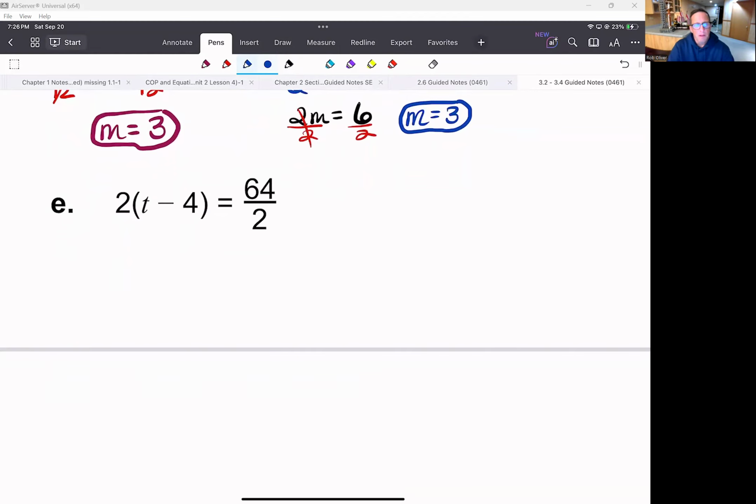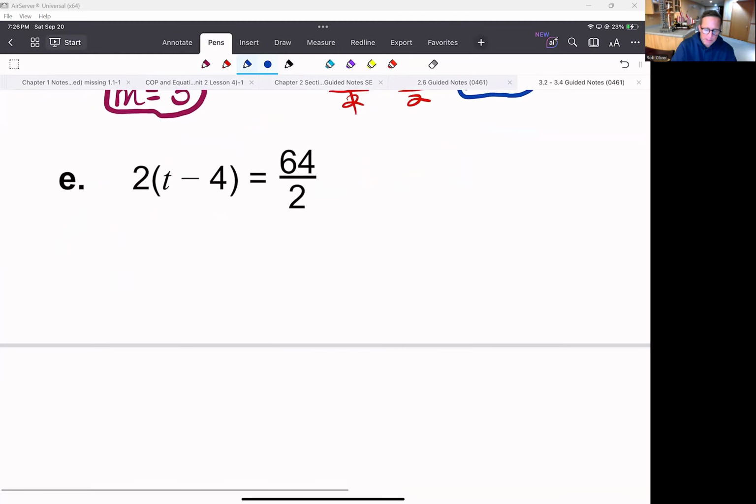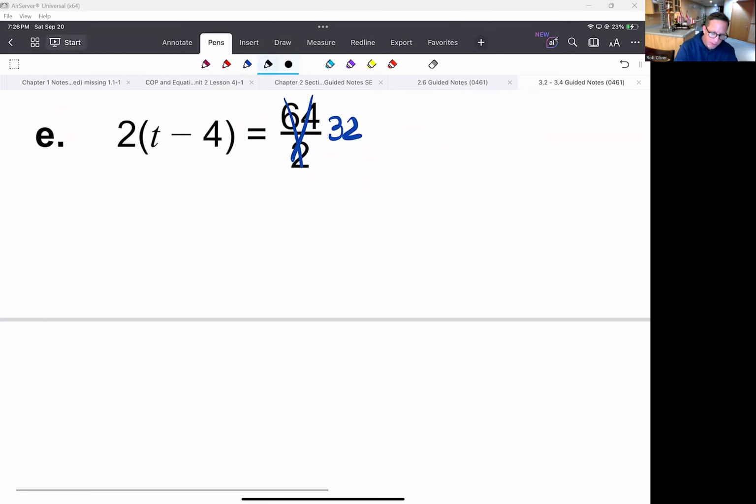All right. For this one, I would definitely clean it up a little bit. It's got a lot going on there, but we can definitely turn that other side into 32, right? So I'm going to rewrite it. So you got 2 times (t minus 4) equals 32.